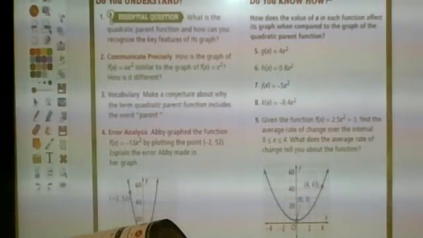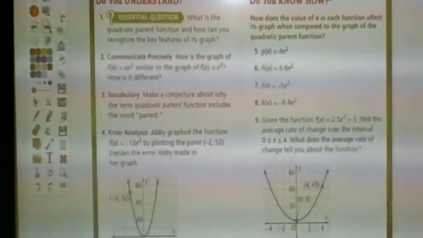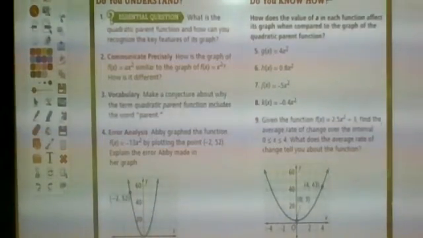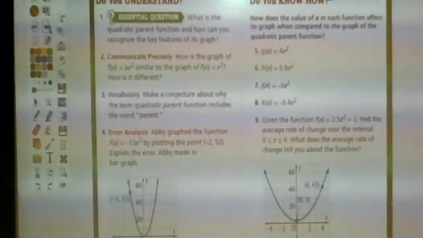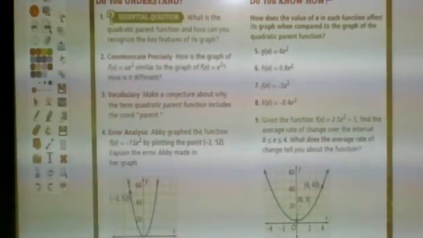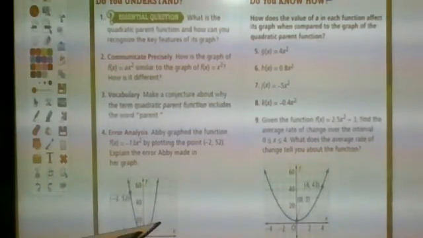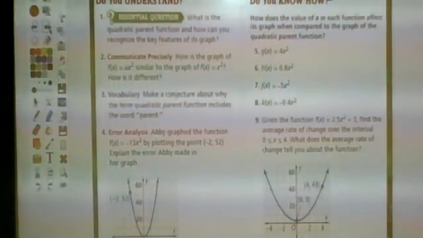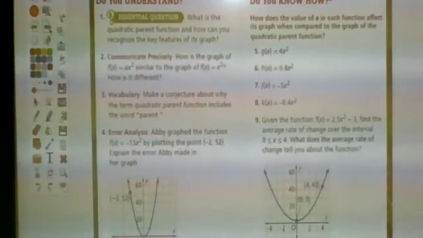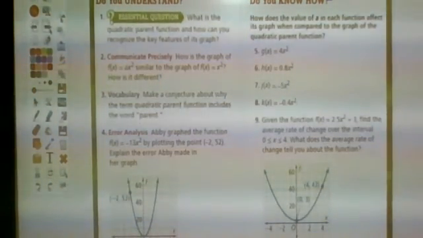All right, and then for number 5, these ones are just asking how it is compared to the parent quadratic function. So for number 5, hopefully you guys are still paying attention, it should be narrower than the parent quadratic function. Number 6 should be wider. Number 7 should be narrower and it opens down. Number 8 should be wider and it opens down. And number 9, the average rate of change between that interval is going to be 10.